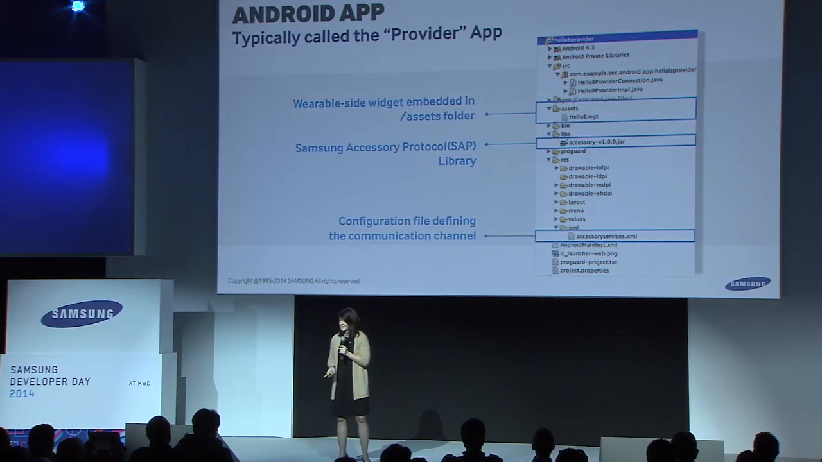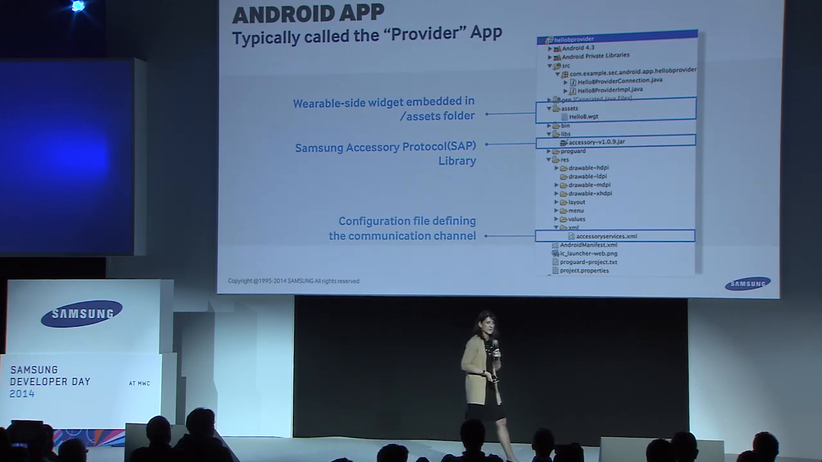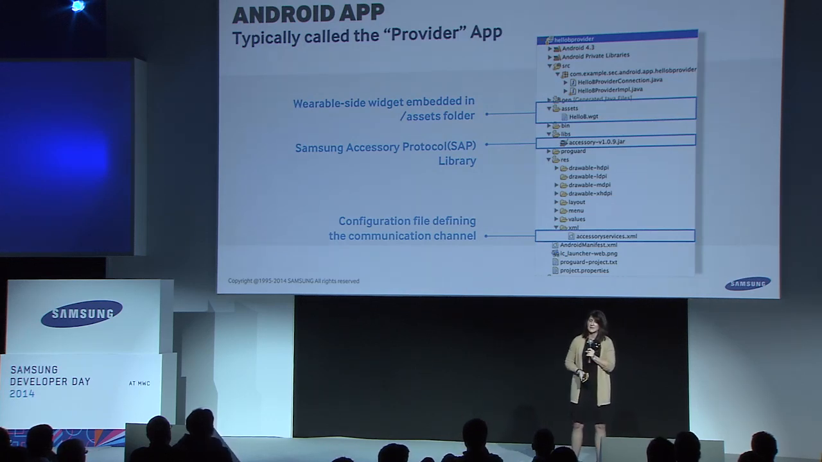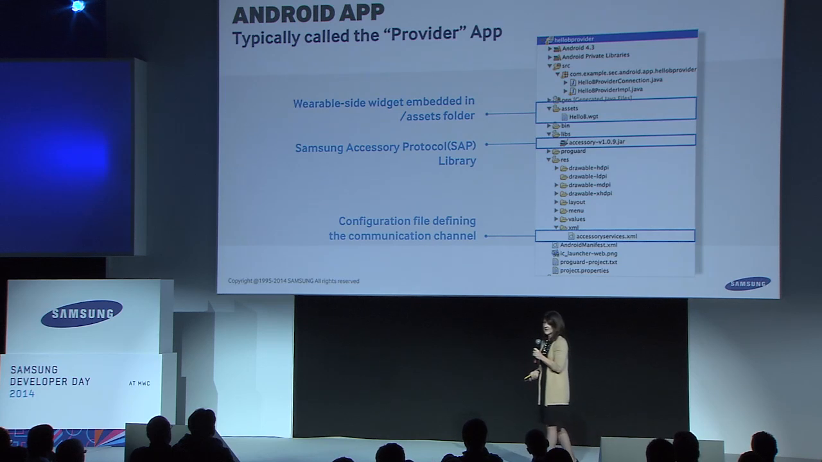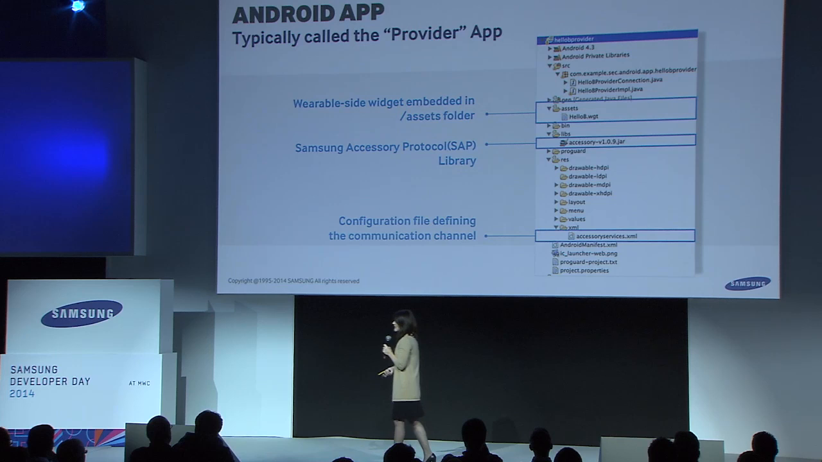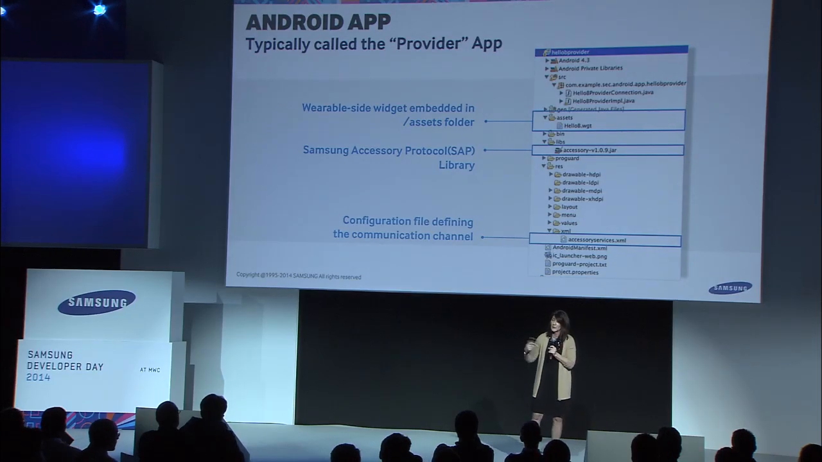This is what your project looks like on the Android side. In the assets folder of your Android project, you drop your packaged web app. It's that simple. The other two pieces of this project that are different are the library in the libs folder, the accessory library. There's also a configuration file that goes along with it, accessoryservices.xml, that defines the connection for SAP. It's got your channel ID, it's got your transport type. With the gear, the transport type is Bluetooth, but there are other transport types available for other wearables.